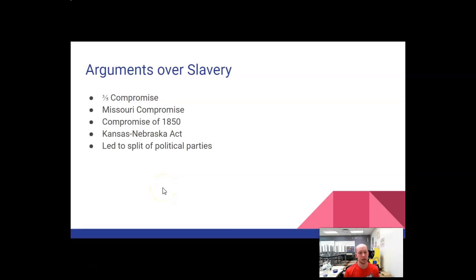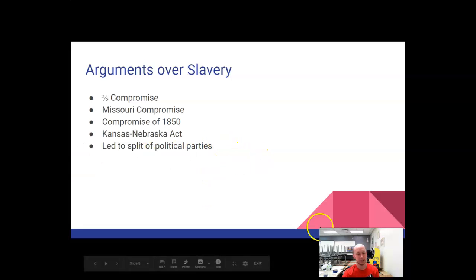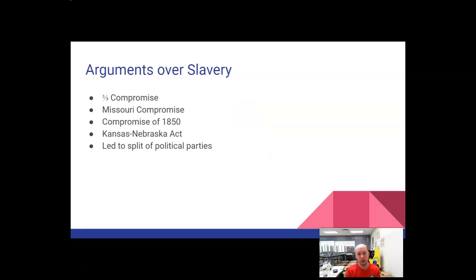Now, in lesson 2, we talked a lot about the arguments over slavery. This goes all the way back to the 3/5 Compromise, when the Constitution was first being written, all the way up through the Missouri Compromise in 1820, the Compromise of 1850, the Kansas-Nebraska Act of 1854, the split of political parties, and all the way up into the 1860s. All of these deal with the argument over slavery. We couldn't decide what we wanted to do, and that really shows how difficult the topic was, and really, as a country, we weren't sure what we wanted to do.